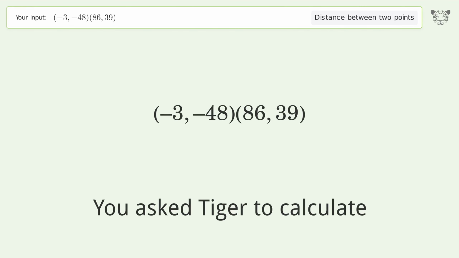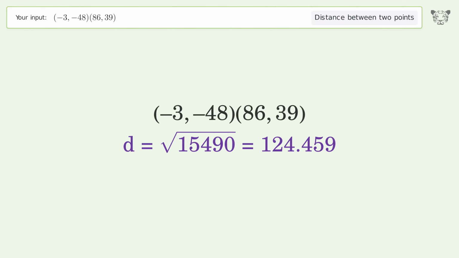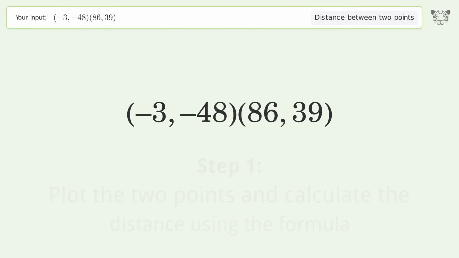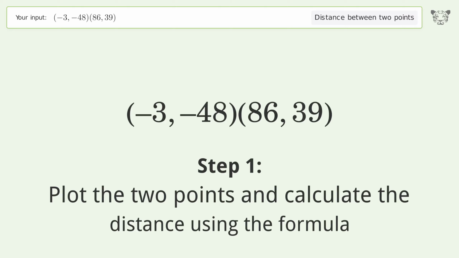You ask Tiger to calculate. This deals with the distance between 2 points. The distance between the 2 points is the square root of 15,490, or 124.459. Let's solve it step by step. Plot the 2 points and calculate the distance using the formula.